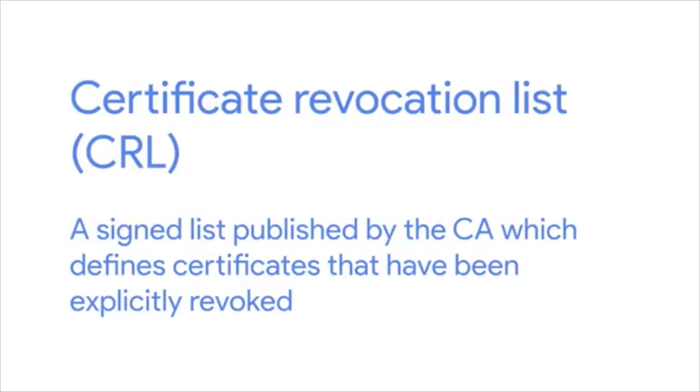Airport authorities also have a list of specific IDs that are flagged. If your ID is on that list, then you'll be rejected for air travel. Similarly, the certificate will be checked against a revocation list, or a CRL. This is a signed list published by the CA which defines certificates that have been explicitly revoked.